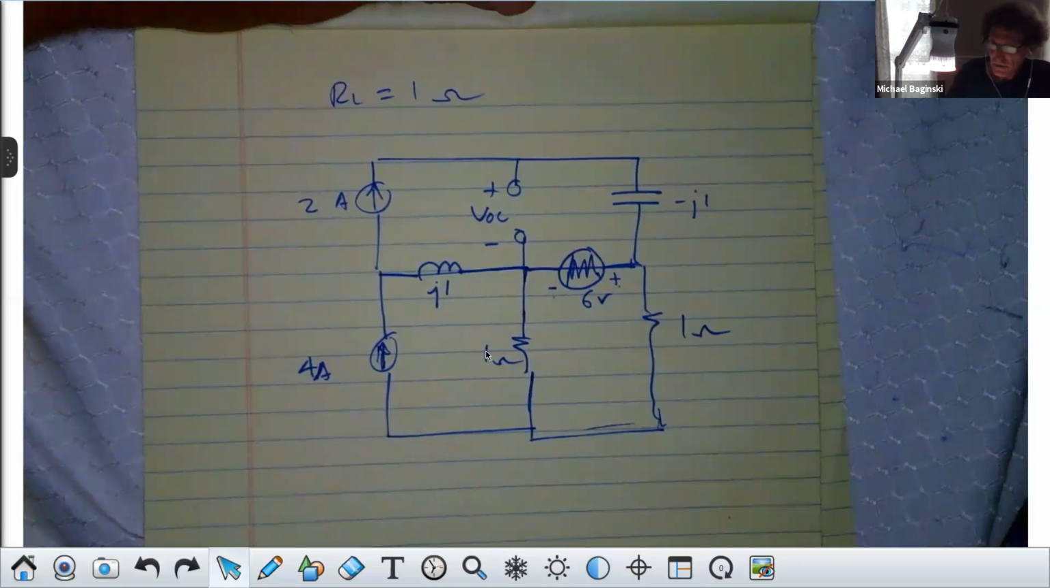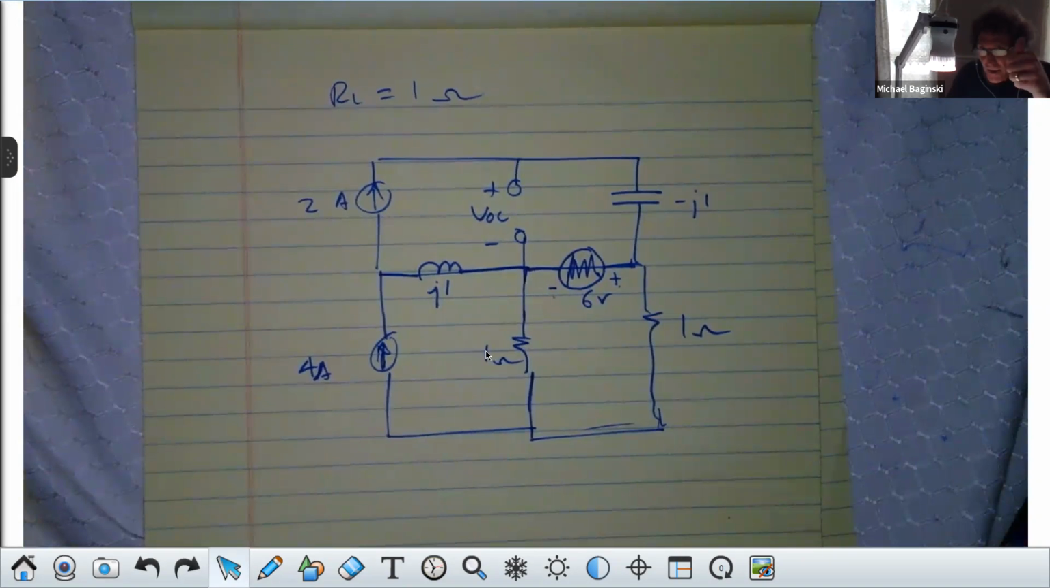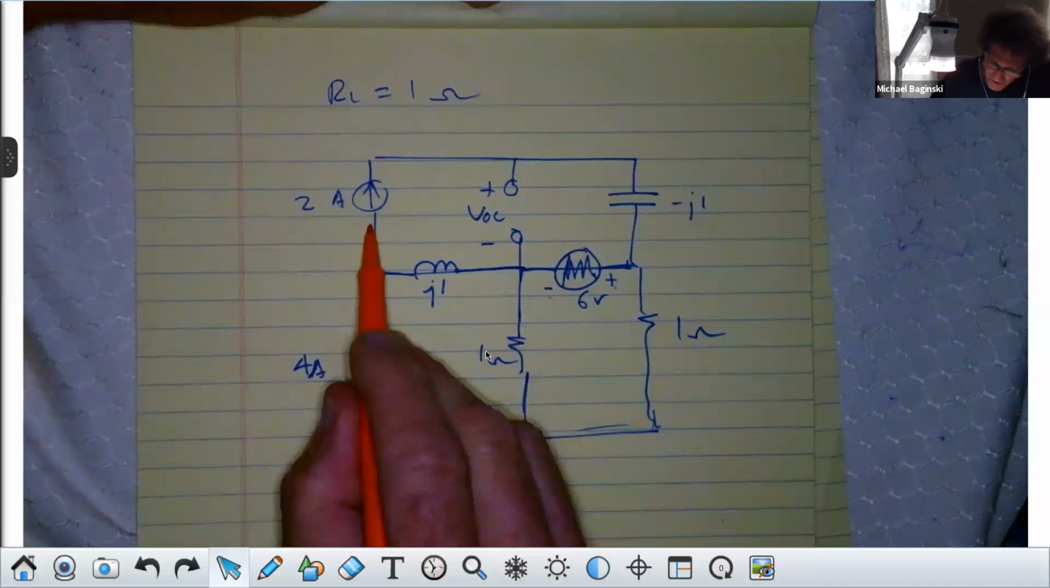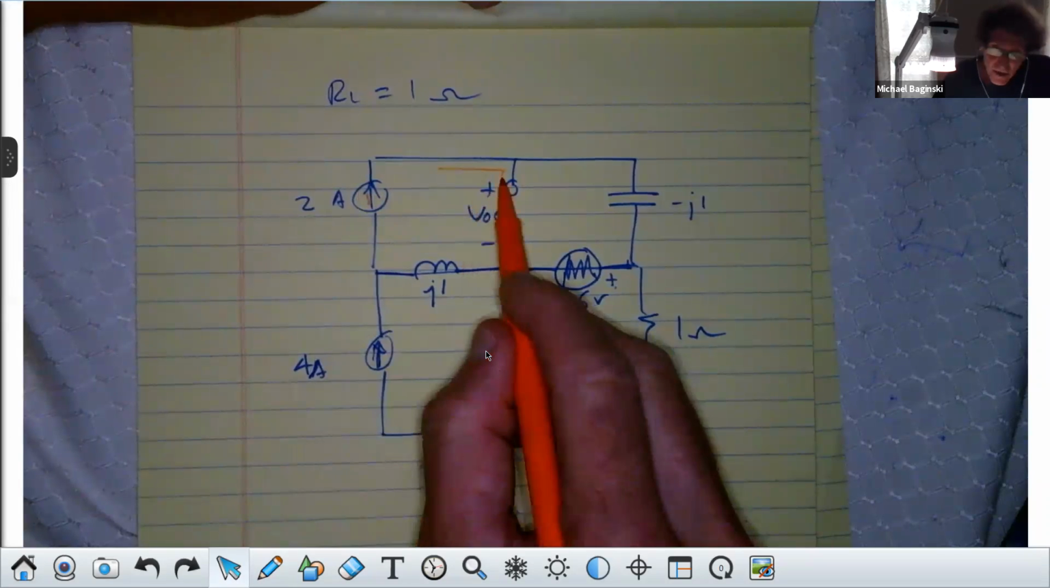Agreed, class? With what I drew? Y'all see it? I'm trying to interact with you so I know that you can see and hear what I'm doing. Are you good with this, guys? I got 2 thumbs up. I'm assuming you are. All right, now look. How much of this 2 amps can flow this way? Anybody?